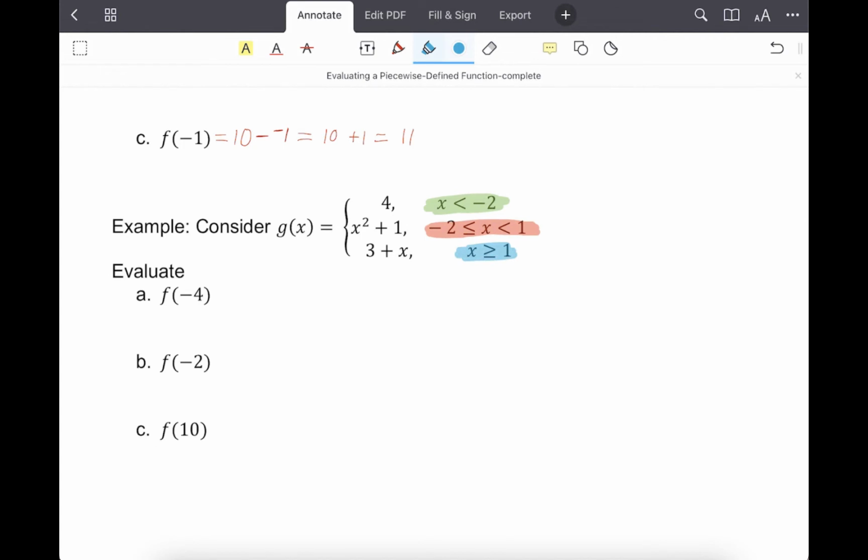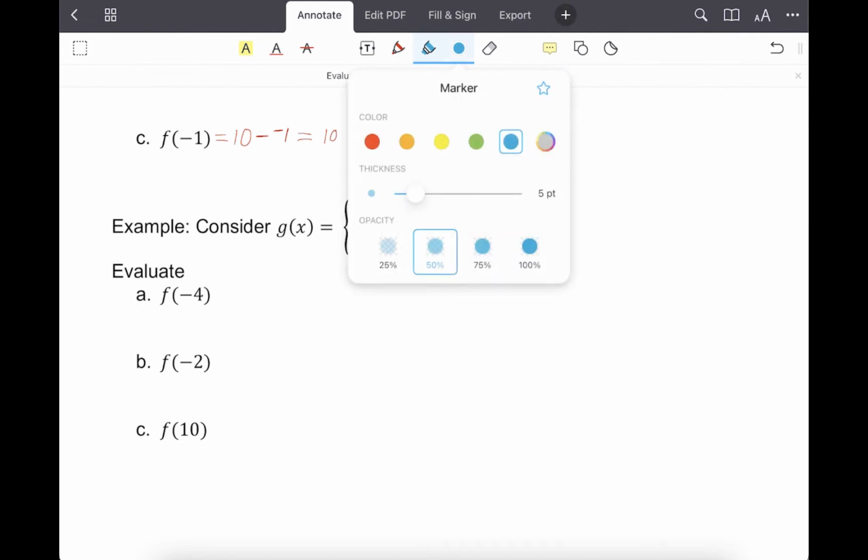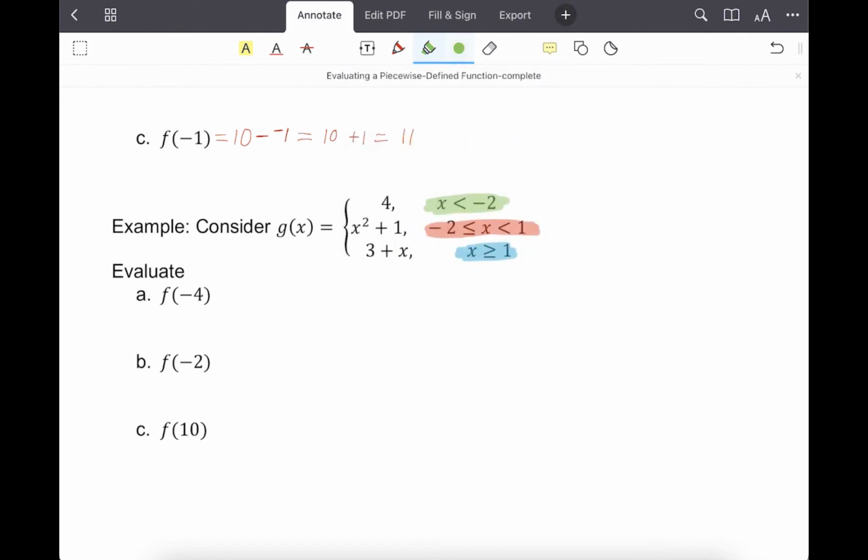So looking at this, our first one here, x equals -4, that falls in the range where x is less than -2. So this is really just equal to this function here, which is 4.